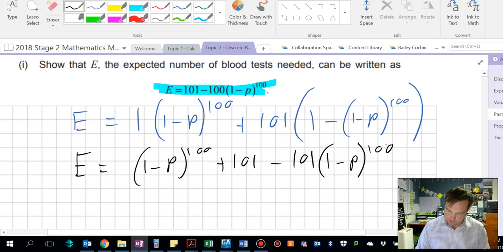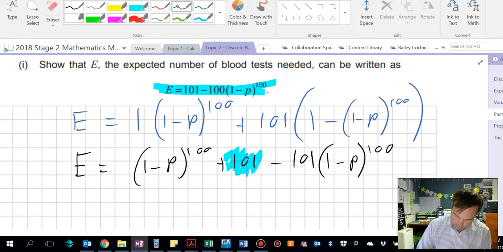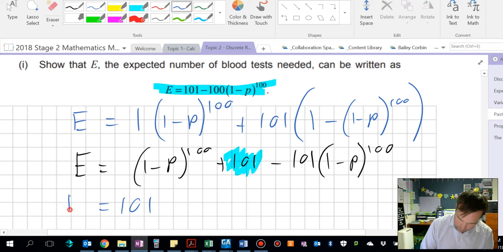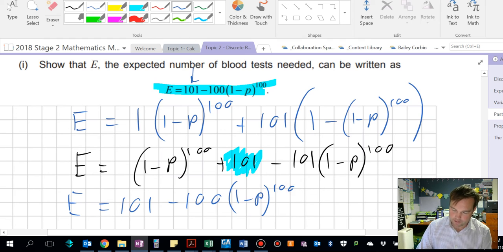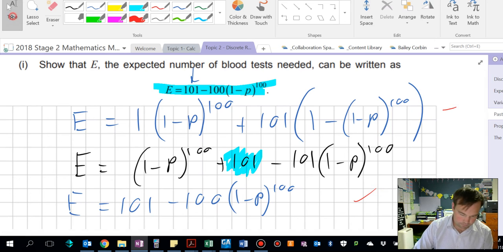Alright, interestingly here, what we have is a constant term here. That 101 has no P or anything attached to it, so it's constant. And I'm going to write it at the front. The reason I'm writing it at the front is because, well, they had 101 at the front. Seems logical enough to do. And then you can see that this is one lot of 1 take P to 100 minus 101 lots of 1 take P to 100. So that then is minus 100 1 take P to the 100. And that's shown. And you would simply have 2 marks, one for there, one for there.